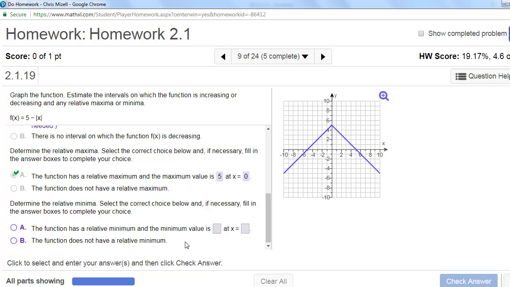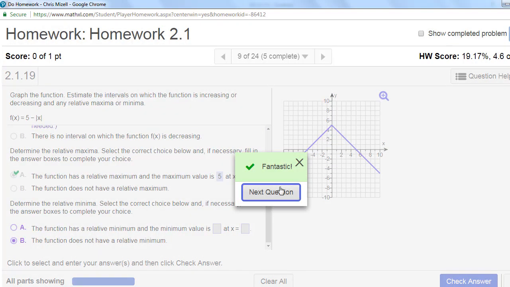Does it have a relative minimum? Is there a point at the bottom of a valley? No. There is no point at the bottom of a valley on this graph, so I'm just going to say it doesn't have one. Good.